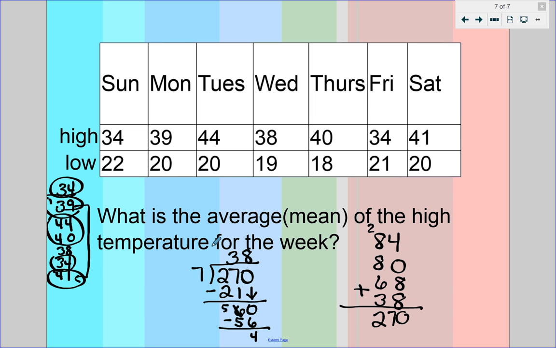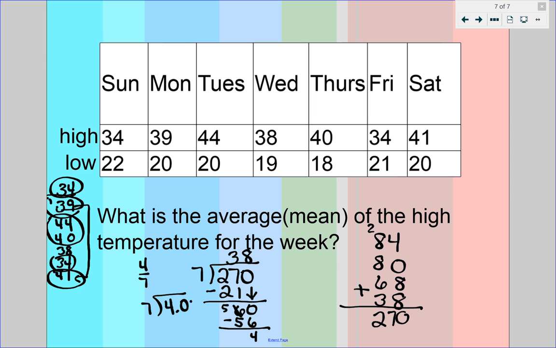But we don't want to use 4 sevenths. We don't use that in temperature, right? We don't say, oh, it's 38 and 4 sevenths degrees out. So what we want to do is take that 4, since it's 4 sevenths, and put it on the inside. The divisor is always the denominator.